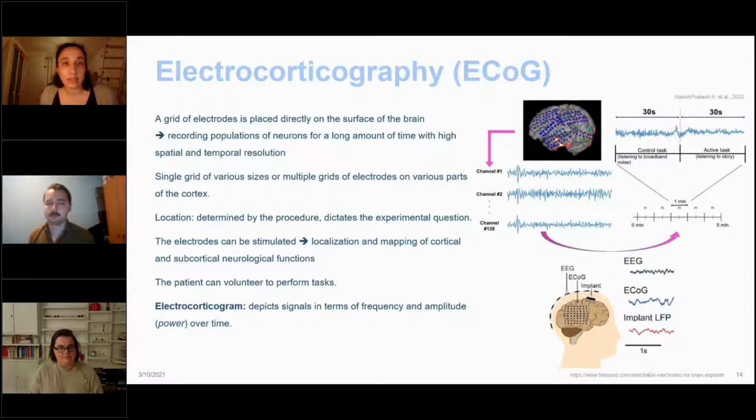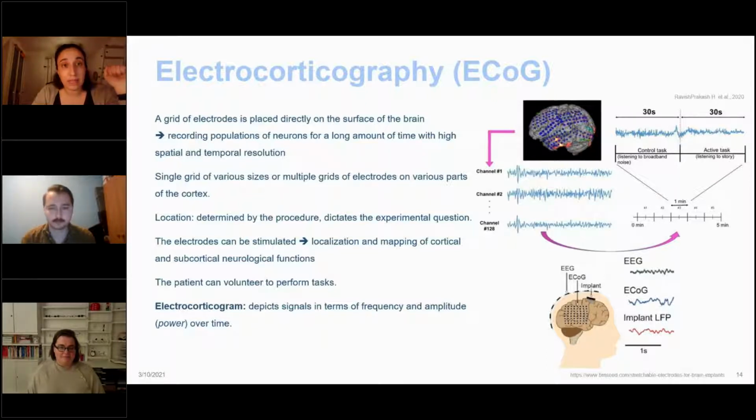Based on this localization, you can only answer specific research questions. For example, you cannot answer a research question about audition if the grid is going to be placed on the motor cortex.